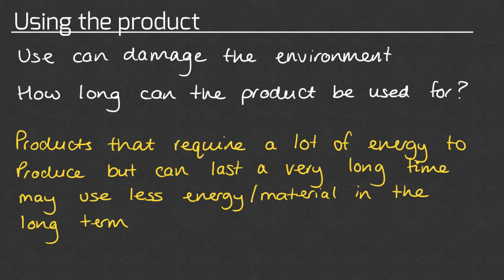So an example of this: a mobile phone which you could use for 10 years, even if it required more energy than a phone that you would maybe use for 2 years, it could still be better over the long run. Because rather than replacing your phone 5 times over that 10-year period, you wouldn't need to replace it at all.